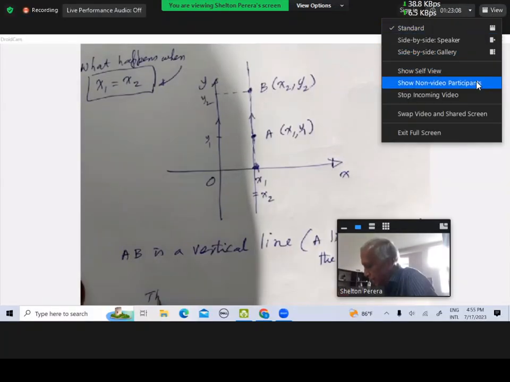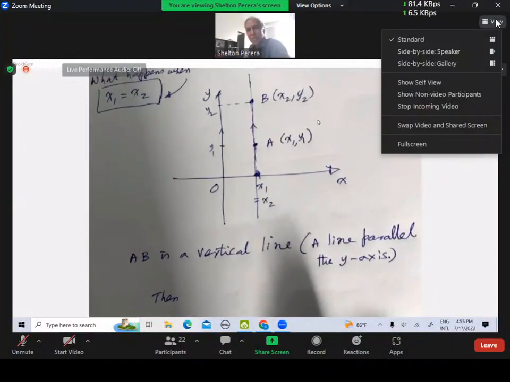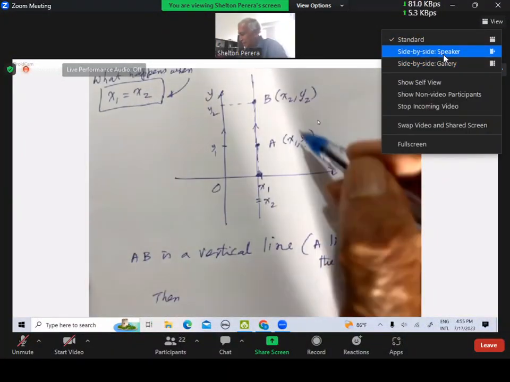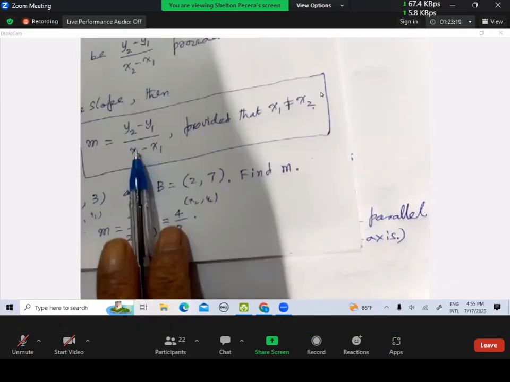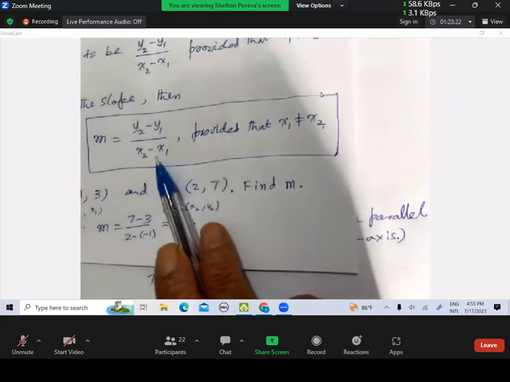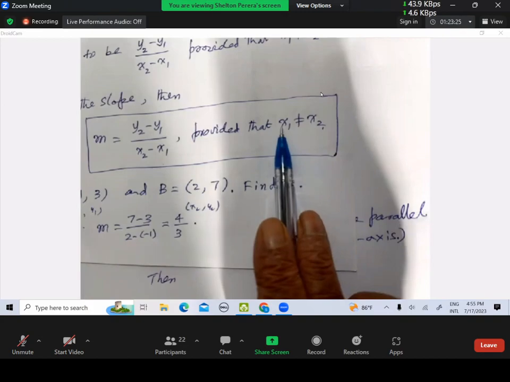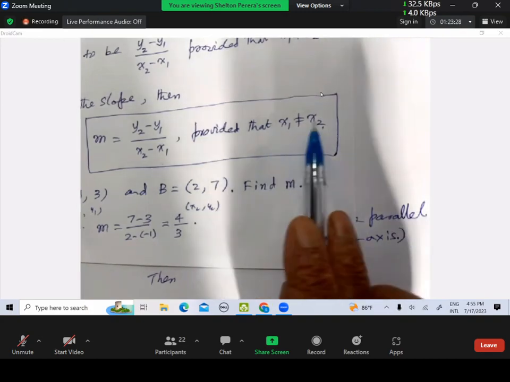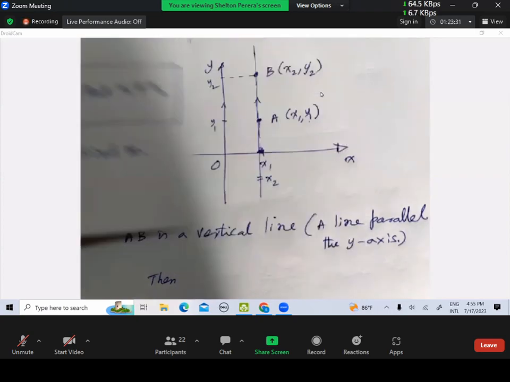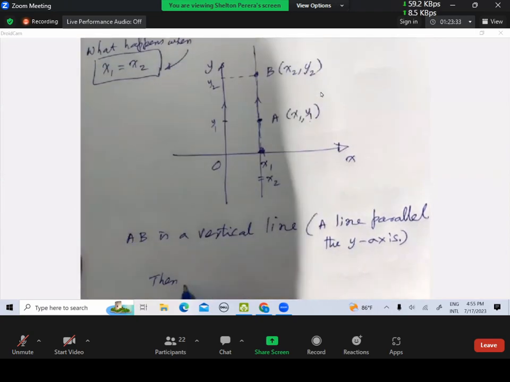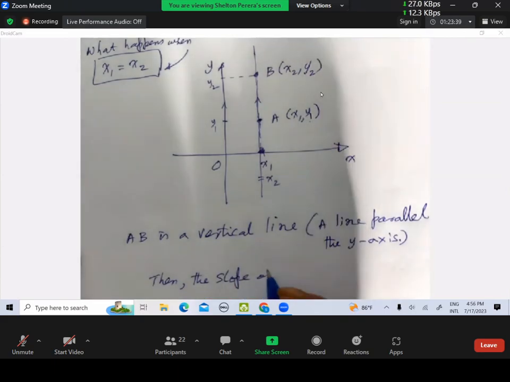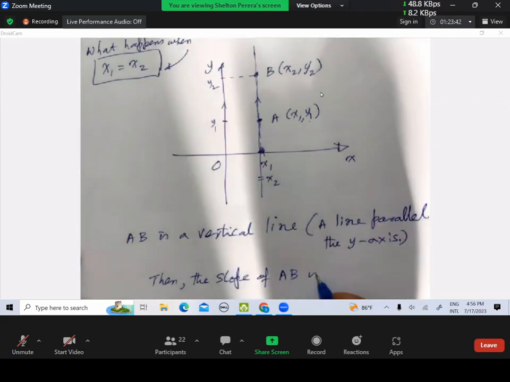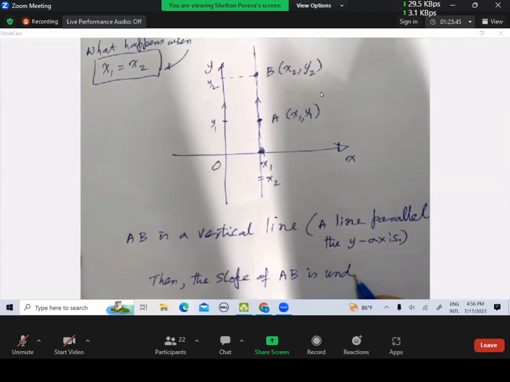Then M is, what is M? y2 minus y1 over x2... You cannot say that. This formula fails. Why? It can be applied only when the x-coordinates of the 2 points are not equal. Then the slope of AB is undefined.